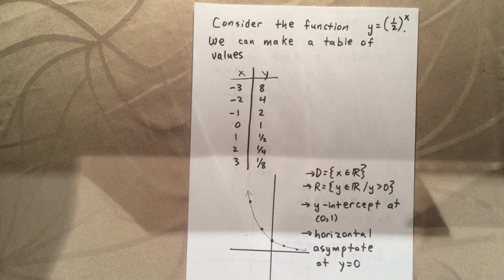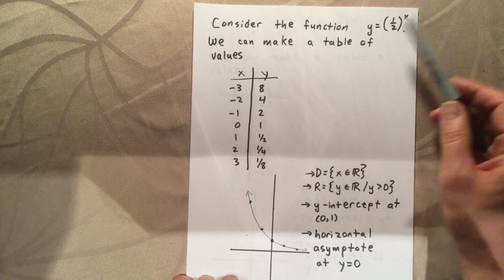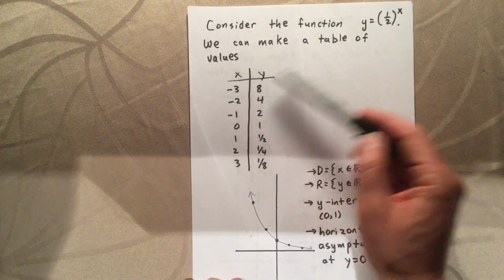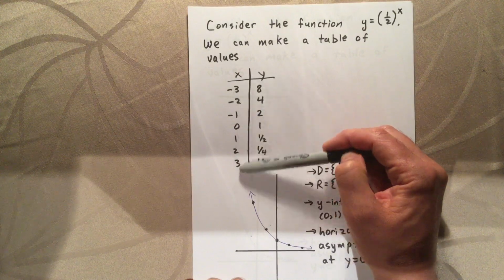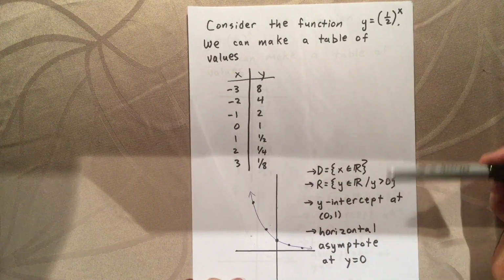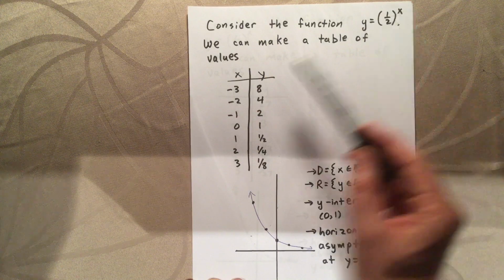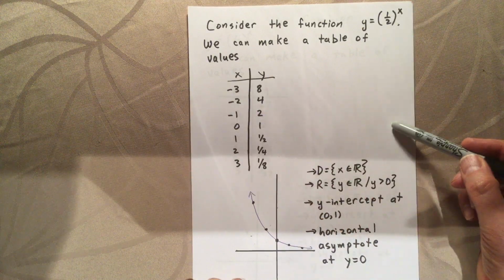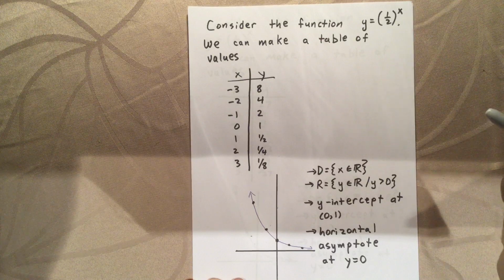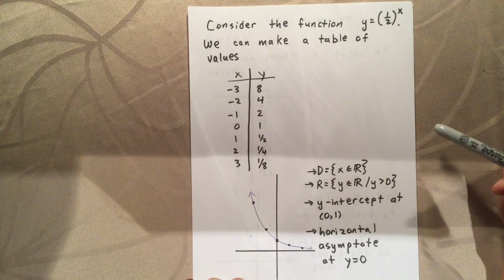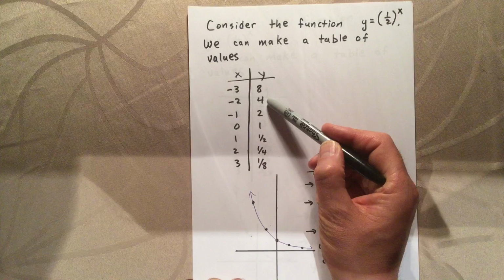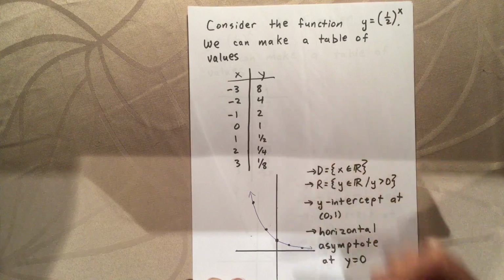Now, what if the base of the exponent is a fraction? What if we have y equals 1/2 quantity to the exponent x? Well, again, we'll make our table of values, plot the same x values. 1/2 to the exponent negative 3 is evaluated by inverting the base to 2 over 1 and then making the exponent positive 3. 2 over 1 to the positive 3 is the same as saying 2 times 2 times 2, which is 8. Similarly, 1/2 to the negative 2 is 4, on down the line.